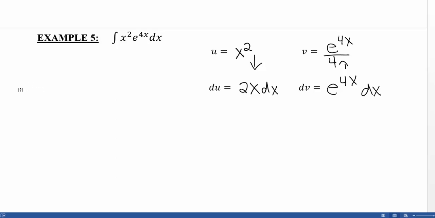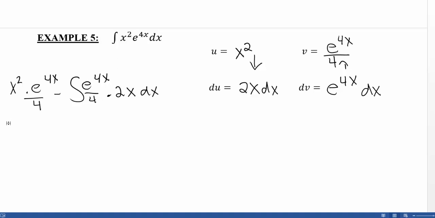So we're going to do u times v. So x squared times e to the 4x over 4 minus the integral of v, e to the 4x over 4, times du. So times 2x dx. Let's simplify.